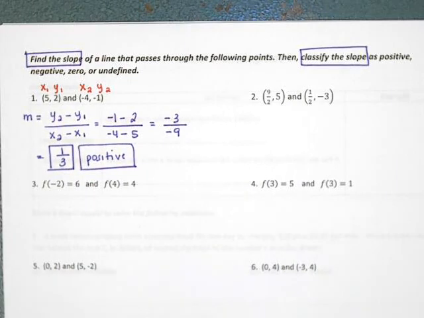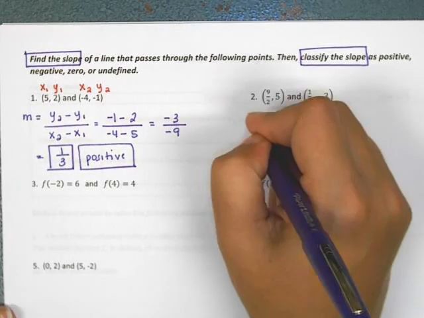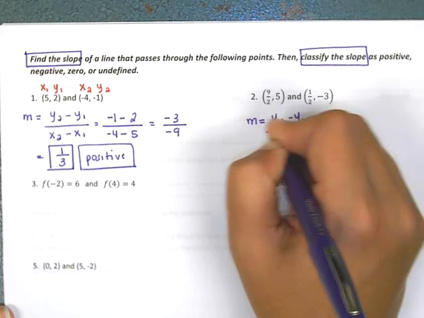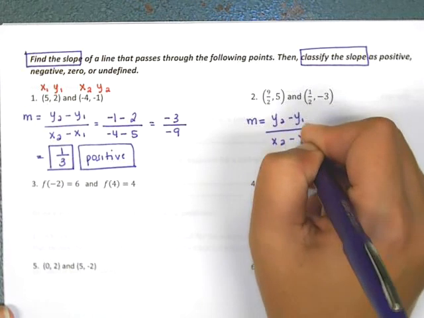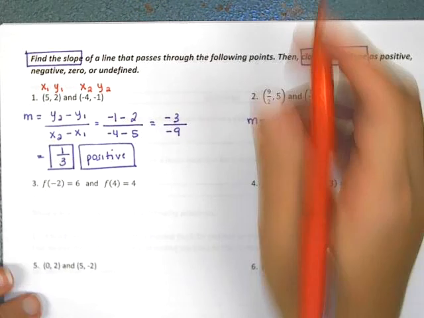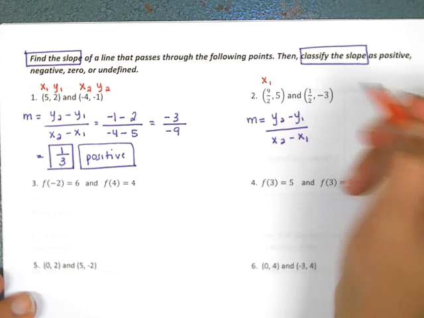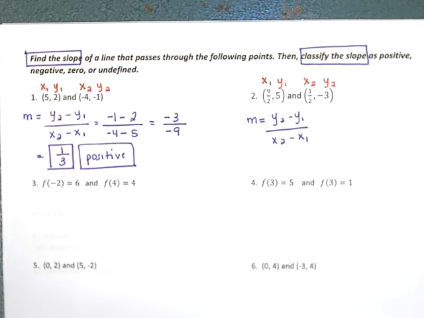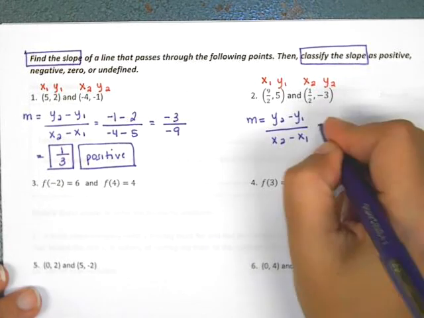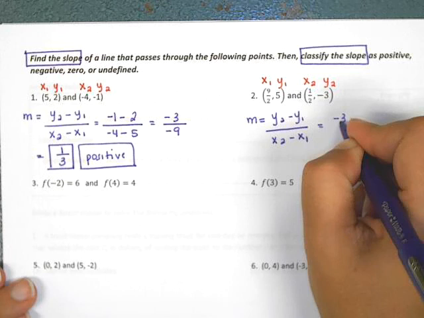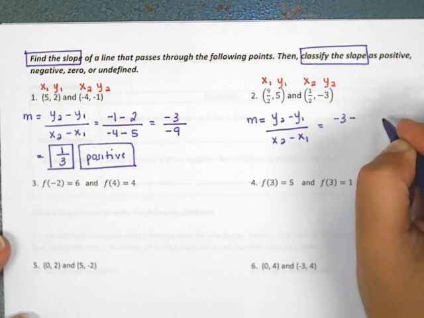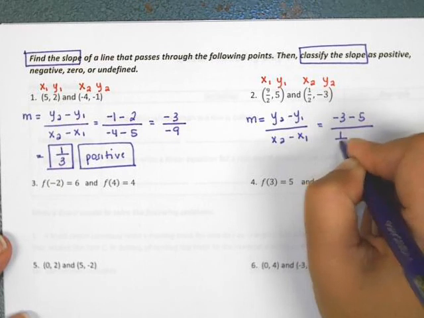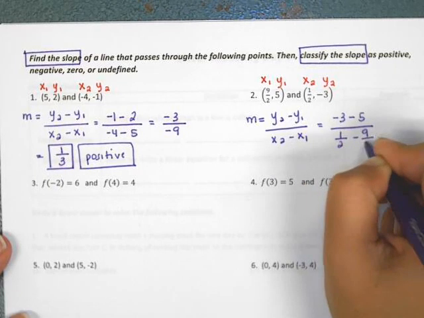All right, now, problem number 2. I'm going to fill in my formula first. So y2 minus y1 over x2 minus x1. I'm going to label because it helps me keep track of what's what. So x number 1, y number 1, x number 2, y number 2. And now I'm going to find my slope. So y number 2 is -3 minus y number 1 would be 5. X number 2 would be 1/2 minus x number 1 would be 9/2.